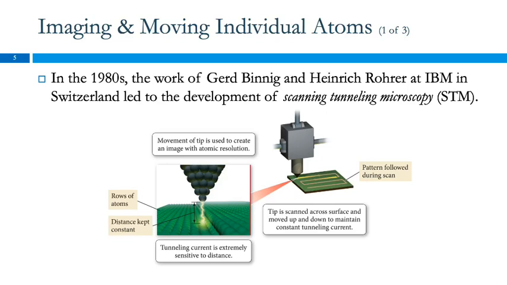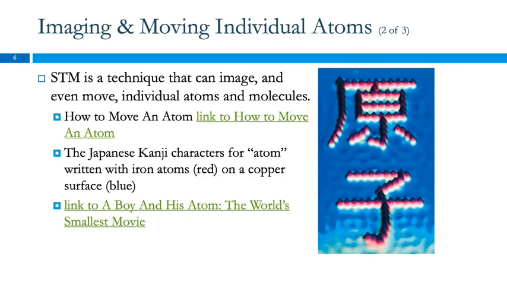And I'm not going to test you on STM, but I think it's super, super cool. And it's helpful to understand, at least a little bit, how we come up with images like this. So this is an image of the kanji characters for atom, written with red. The red are the iron atoms on a copper surface. So that's about as small of writing as you can get, right? This is one atom thick.